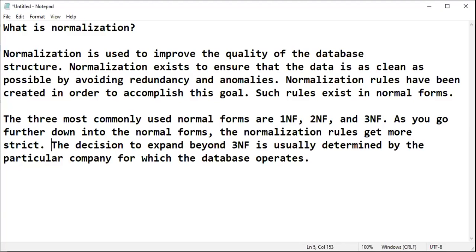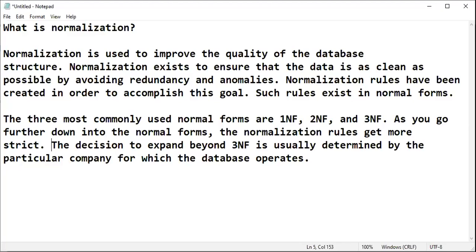Normalization rules have been created or put in place in order to accomplish this goal, and these rules exist in normal forms. So when we start thinking about what normalization is, get into your mind that the whole purpose is simply to improve the quality of the database structure by avoiding redundancy and anomalies. And the way that we do that is through normalization rules that exist in normal forms. Okay, so that is what normalization is in a nutshell.